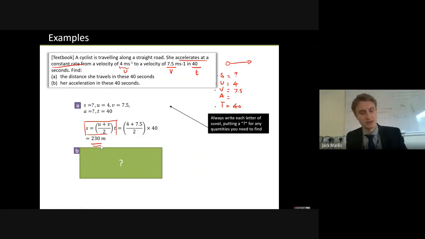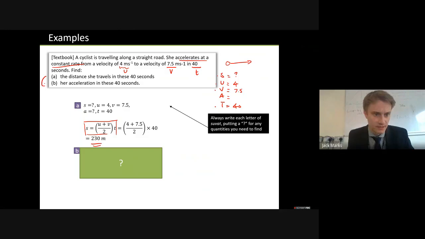It's a bit like you're doing the trapezium rule without drawing the trapezium. There's no need for you to do that. So you can use the SUVAT equations much, much faster. And they come from the graph anyway. So, her acceleration in these 40 seconds.